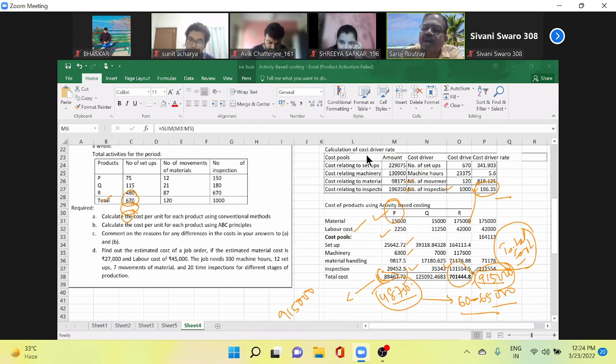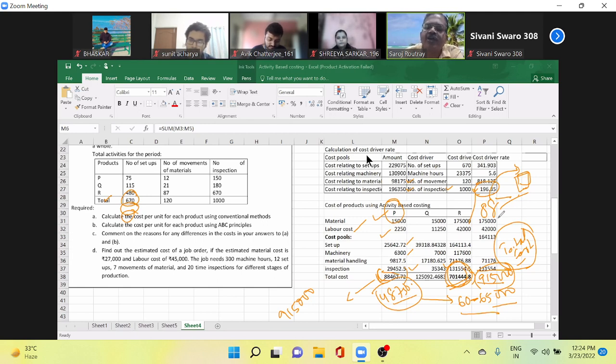Here in case of R, if you see, the traditional method of costing is giving you 8 lakh something, whereas here the cost is 7 lakh. So here you would have charged a higher price to your customer. So once the customer realizes that you are charging more to him or her, they will never buy the product from you. So this is something which you would like to avoid.